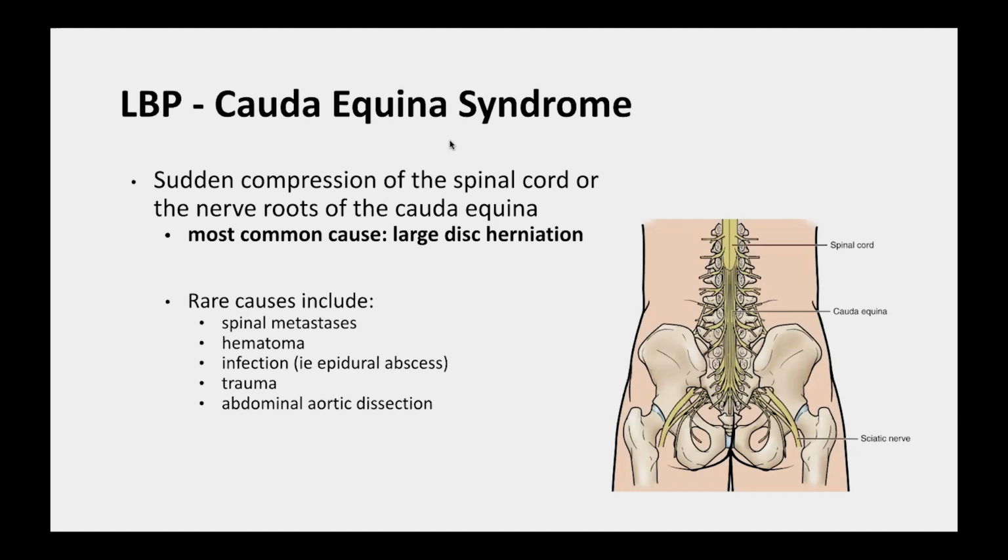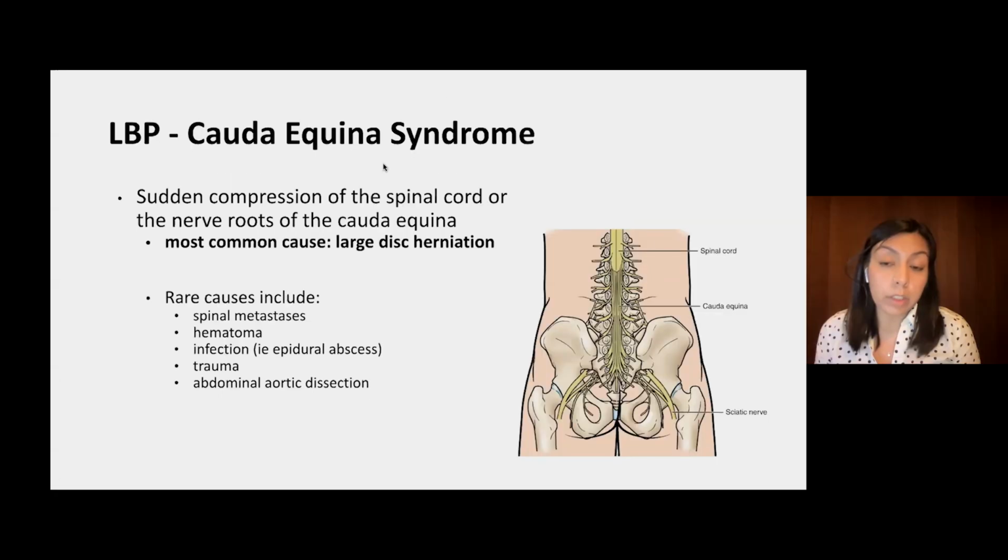So the last serious cause of low back pain that I wanted to discuss, and that's also highlighted on that list that we had mentioned earlier, is cauda equina syndrome. So cauda equina syndrome is a sudden compression of the spinal cord or the nerve roots of the cauda equina. So these are the small terminal nerve endings that exist in the lower lumbar spine and the low back, past where the spinal cord ends. The most common cause of cauda equina syndrome is a large disc herniation, meaning a disc that's shifted out of alignment and pressing on these nerve endings.